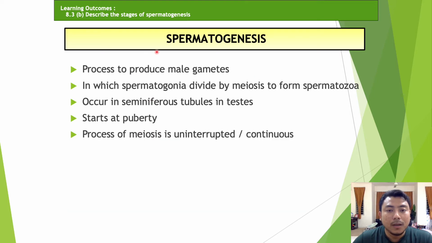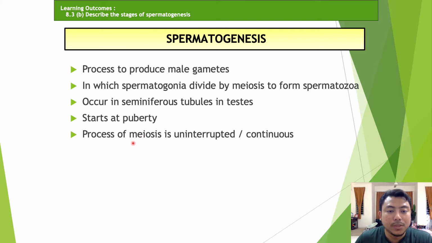So the process of sperm formation, we call it spermatogenesis. Spermatogenesis means production of sperm, the process to produce male gametes, in which spermatogonia divide by meiosis to form spermatozoa. This will occur in the seminiferous tubules in the testes, and this only starts at puberty.